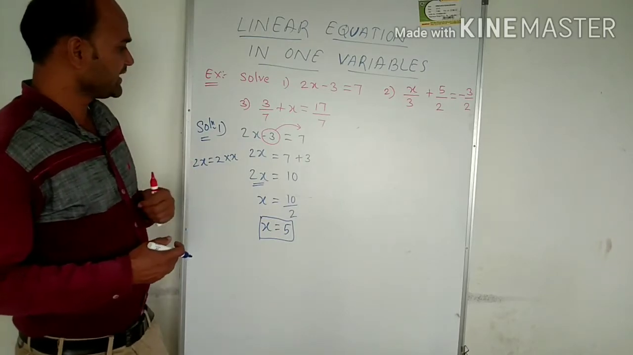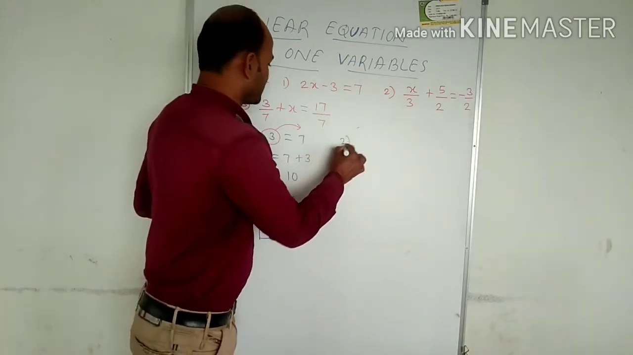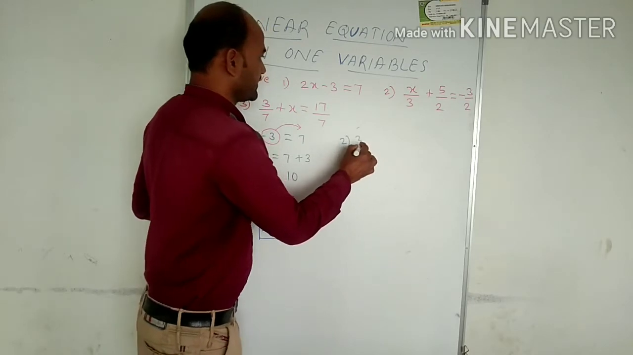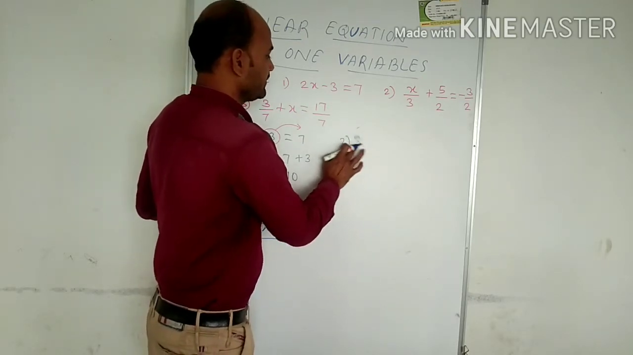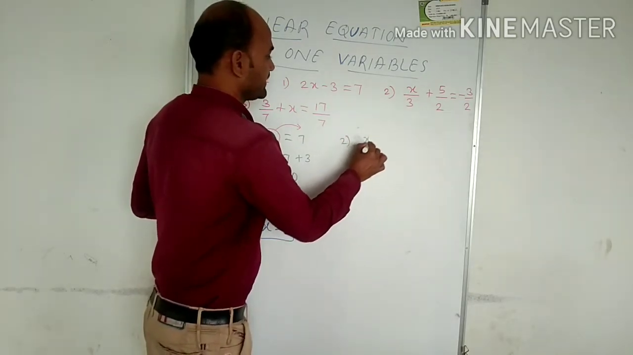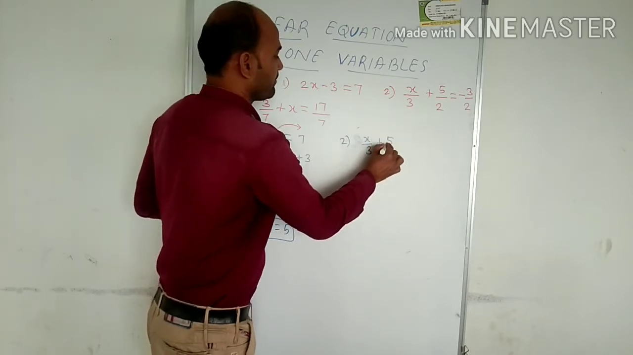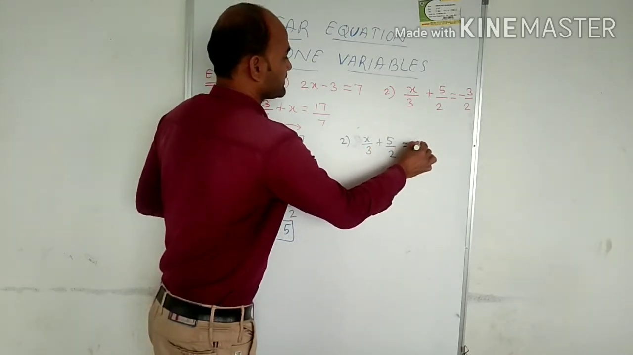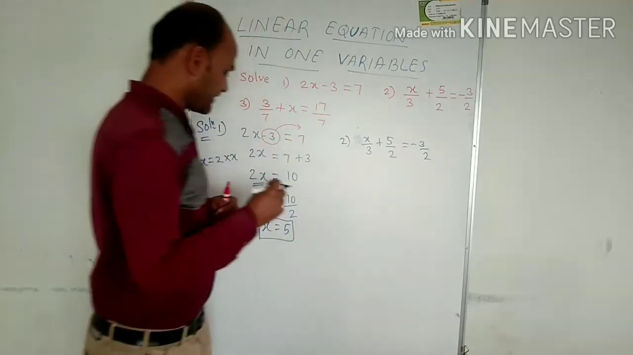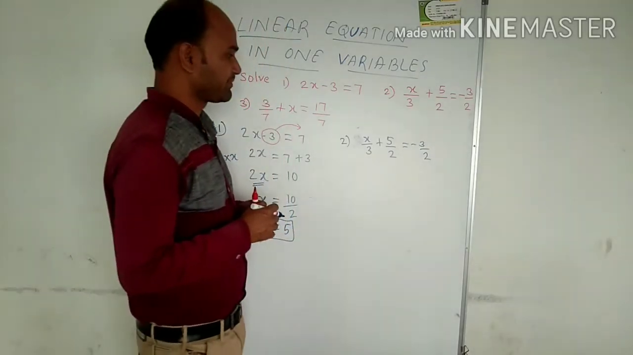Okay, let me see another question, that is 3 upon x upon, that is, x upon 3 plus 5 upon 2 which equals minus 3 upon 2. Let me see how to solve this type of equations.